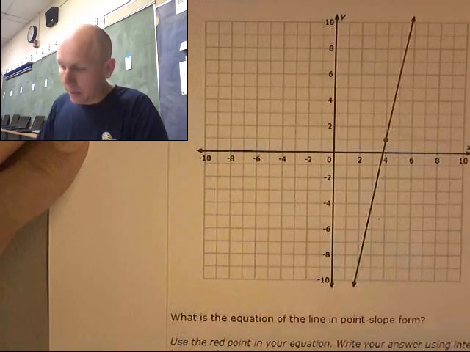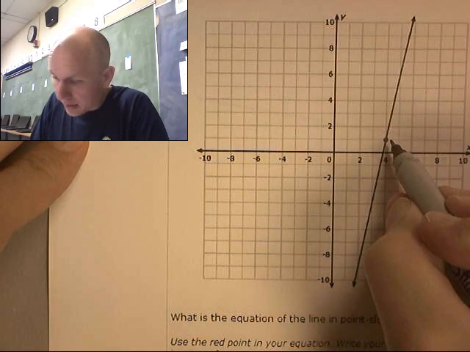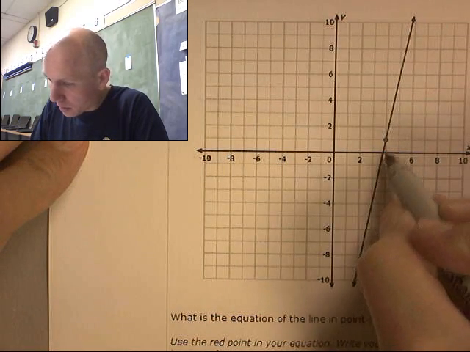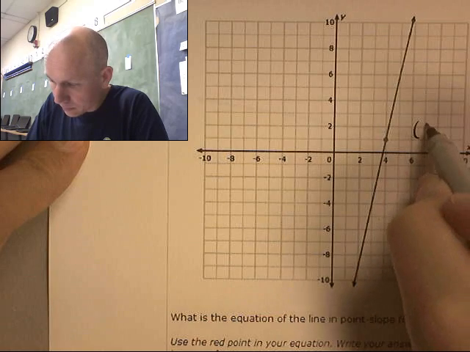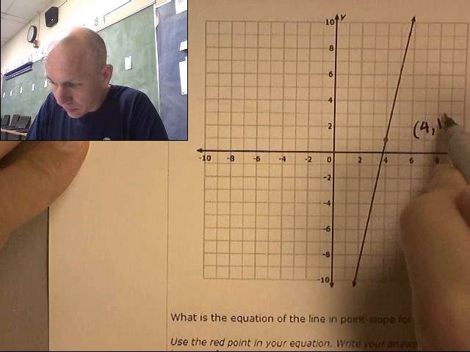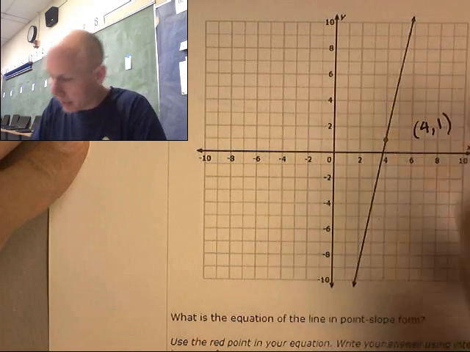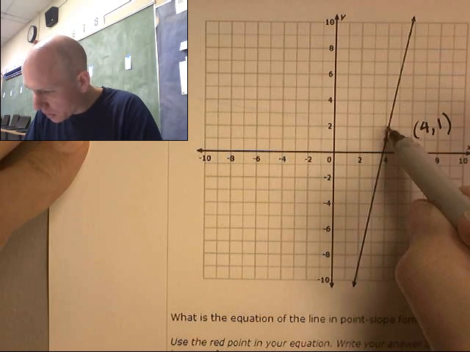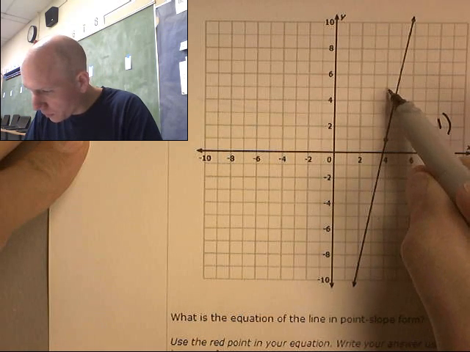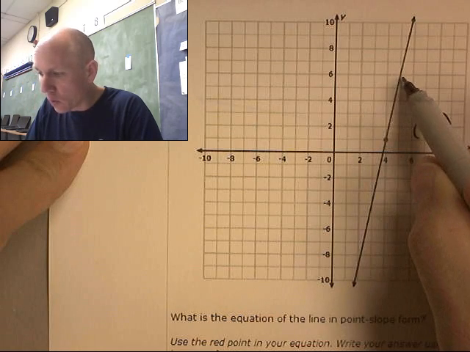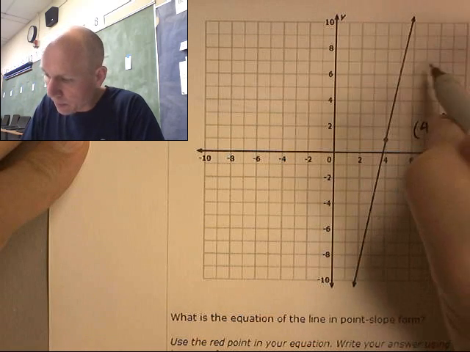Okay. Here's the point that's given to us. That point is at 4, 1. There's the point. Get the slope. Okay, the slope of this looks like it's going up 1, 2, 3, 4, 5. Up 5 over 1 is the slope.